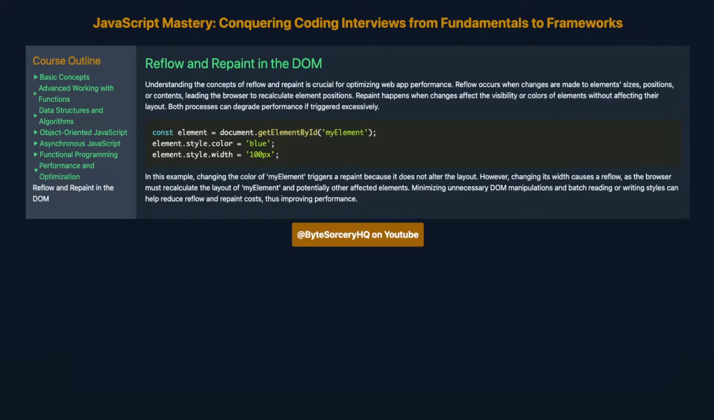In this example, changing the color of myElement triggers a repaint because it does not alter the layout. However, changing its width causes a reflow, as the browser must recalculate the layout of myElement and potentially other affected elements. Minimizing unnecessary DOM manipulations and batch reading or writing styles can help reduce reflow and repaint costs, thus improving performance.